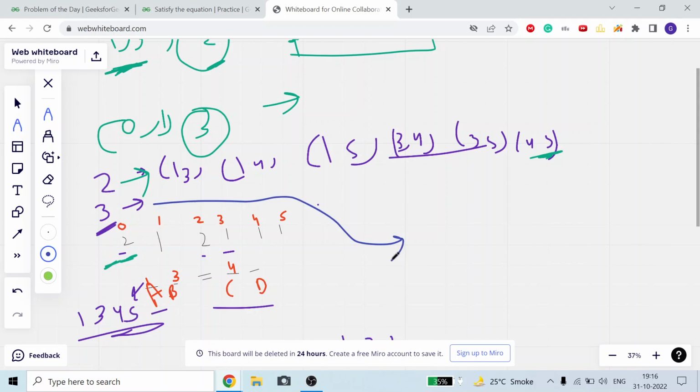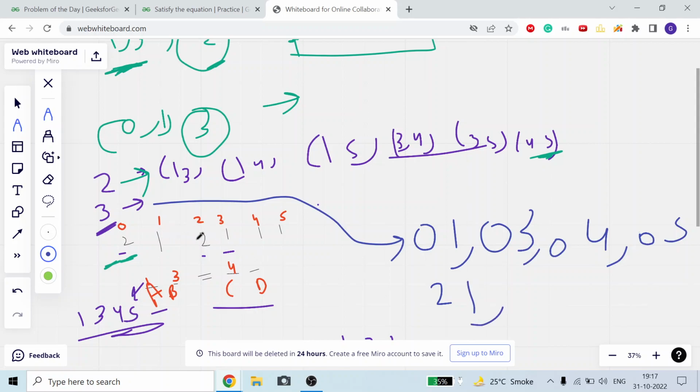Okay, so these are all the pairs which will give me sum equal to 3. Index 0 and 1, index 0 and 3, index 0 and 4, index 0 and 5, and index 2 and 1. Index 2 and 1 will also give me sum equal to 3. Index 2 and 3, index 2 and 4, index 2 and 5. So these all are the indexes.